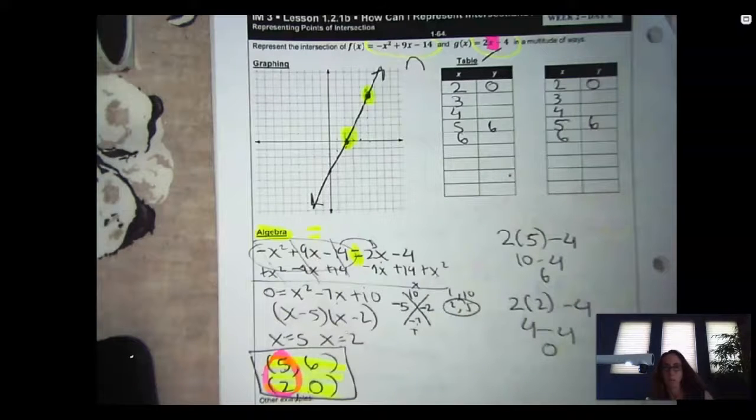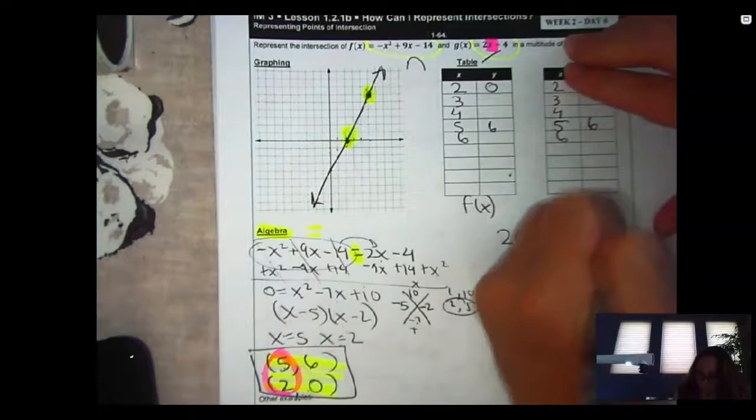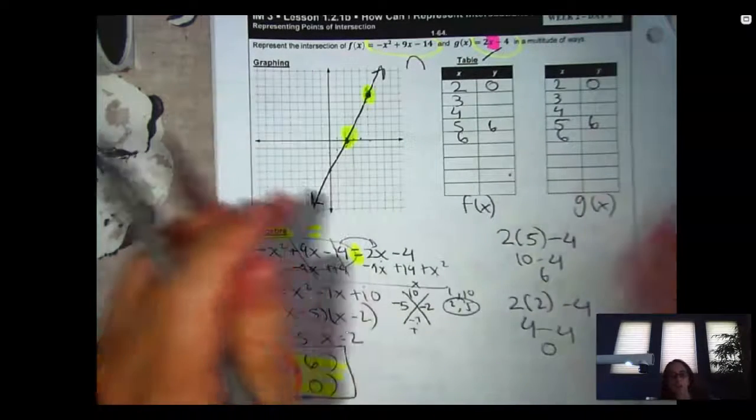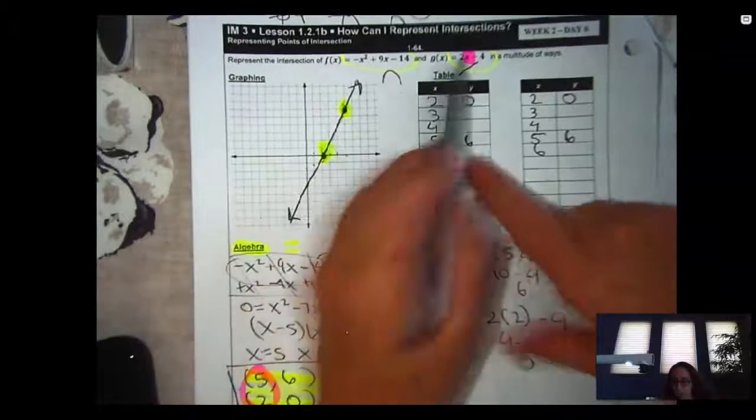Okay, it's nice to have different ways. We all speak millions of different languages. It's nice to represent things in different ways. It helps us understand things better. Okay, so this one I'm going to make f of x, and this one I'll make g of x. Now, which one do you think is easier for me to plug in? Do you think it's going to be easier for me to plug in f or g?